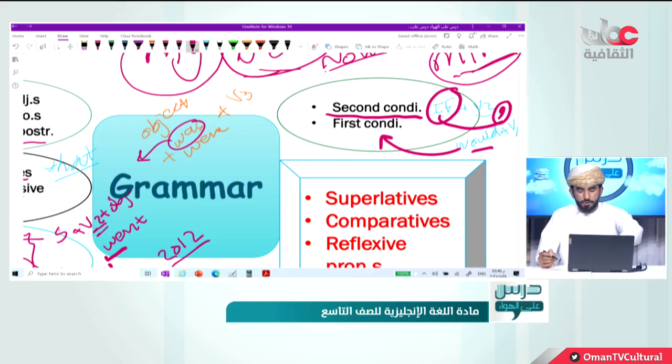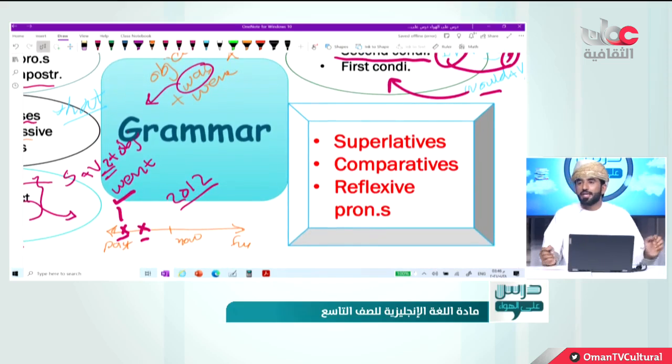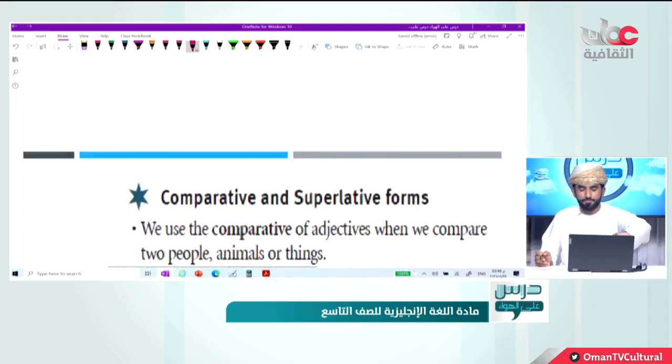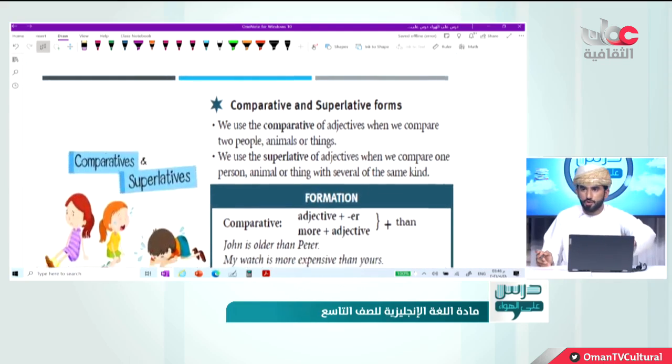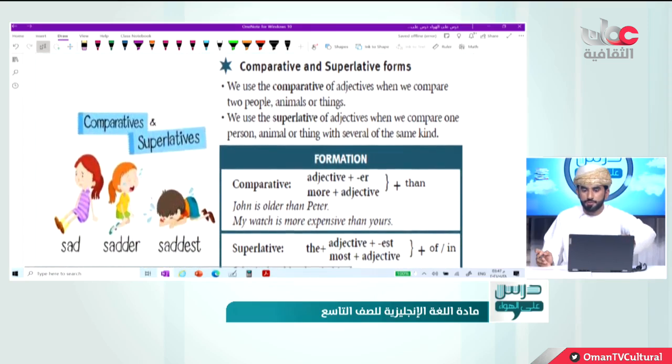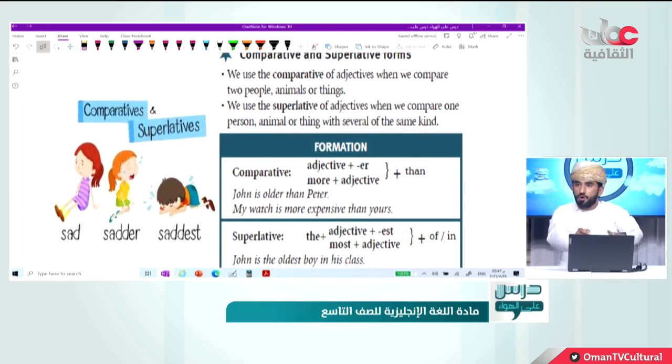You know it, done by Mr. Ismail. Today's lesson, guys, we're going to talk about superlatives and comparatives as a revision, because I really believe that you have studied them before, and then reflexive pronouns. Okay, good. Let's start. Okay, so you've got these comparative and superlative forms. I'm not going to go through all of those sentences, but we can just have a look at them, or we can read them very fast. We use the comparative adjectives when we compare two people, animals, or things.